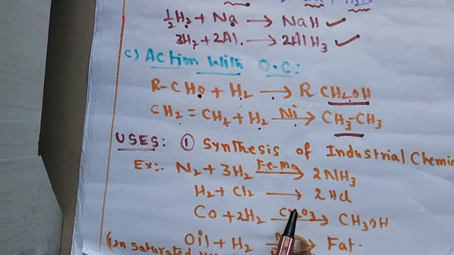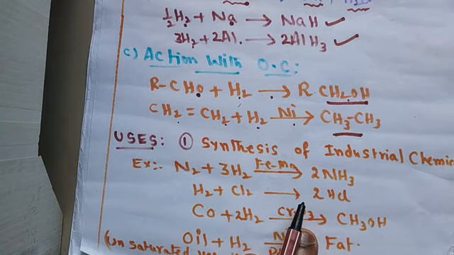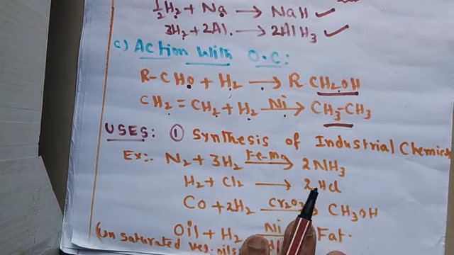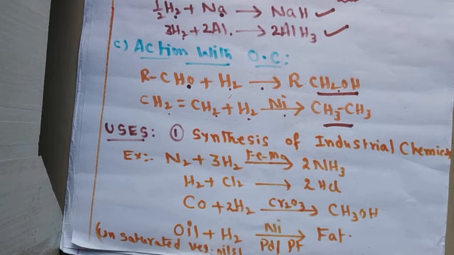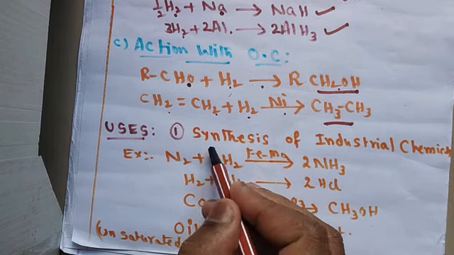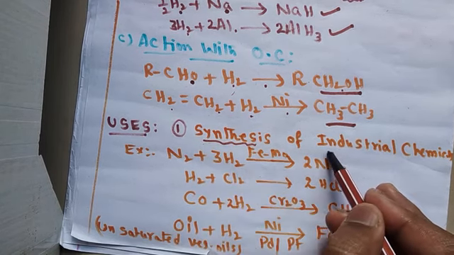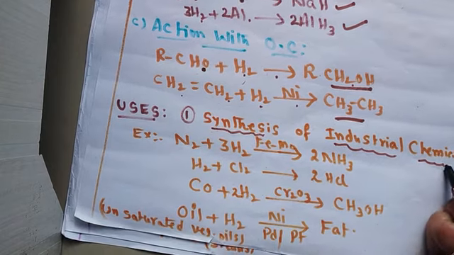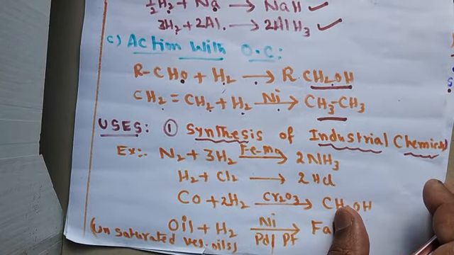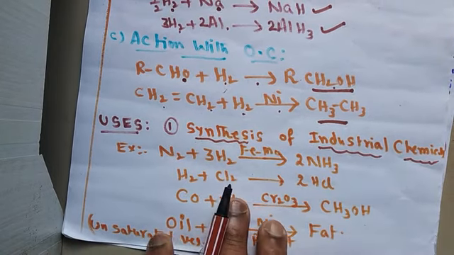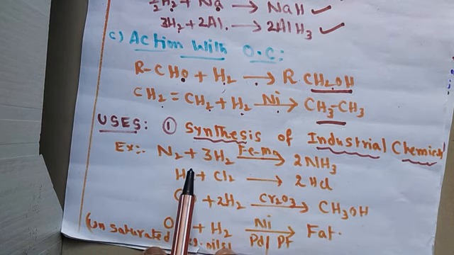Next, children, uses. What are the uses of hydrogen? Here hydrogen is mainly used for the synthesis of some industrial chemicals. What are industrial chemicals, children? I will give you some examples.